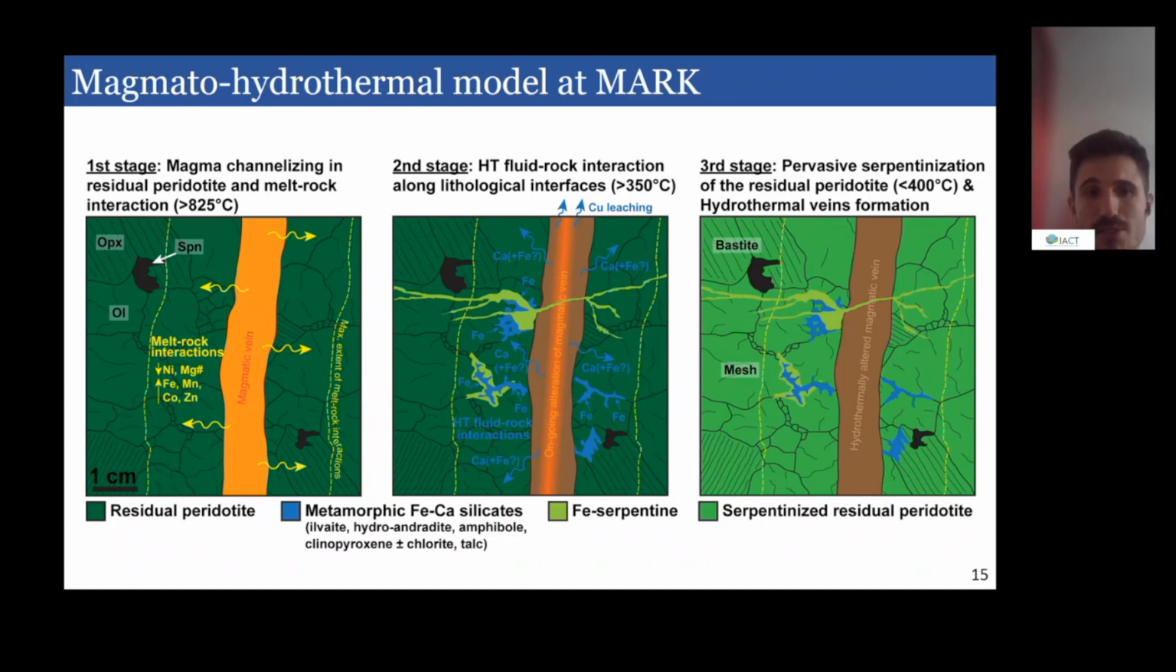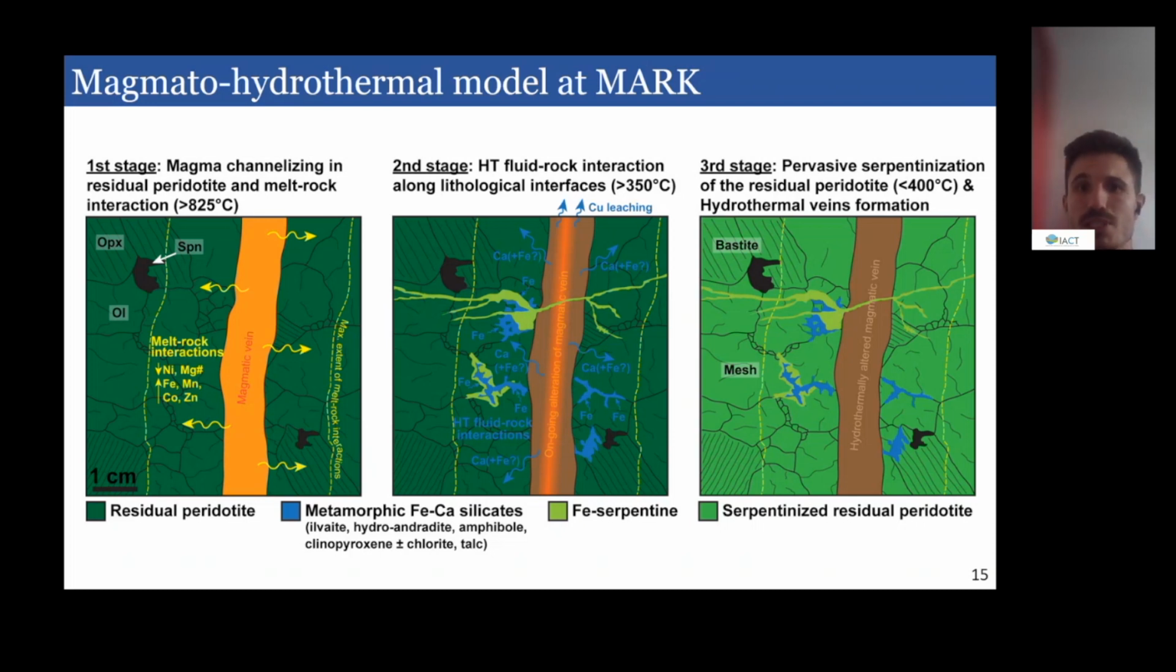On top of that, during high temperature fluid-rock interaction, we stabilize iron and calcium-rich silicates in the surrounding mantle rocks, while the magmatic veins get progressively altered and the copper was progressively leached out from the magmatic veins. And then during progressive mantle unroofing and exhumation at the seafloor, probably that seawater circulation progressively led to the pervasive serpentinization of the residual peridotite.